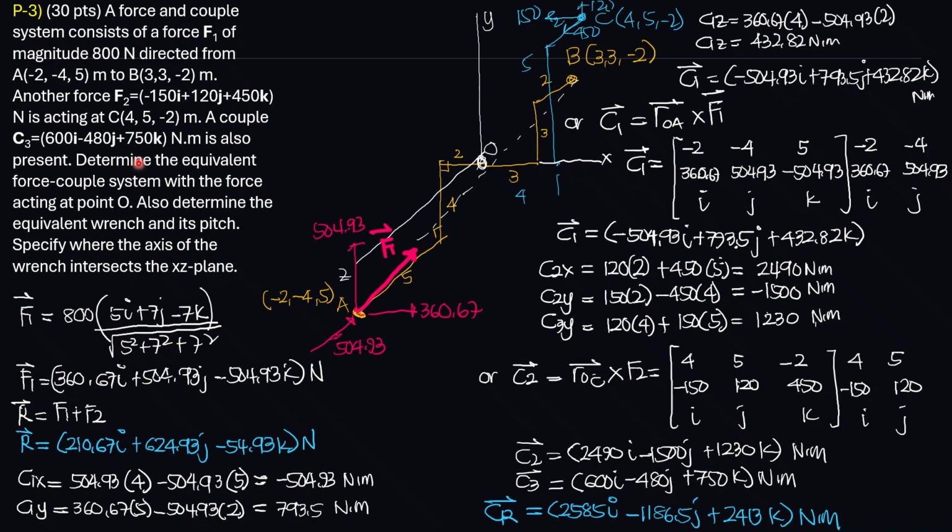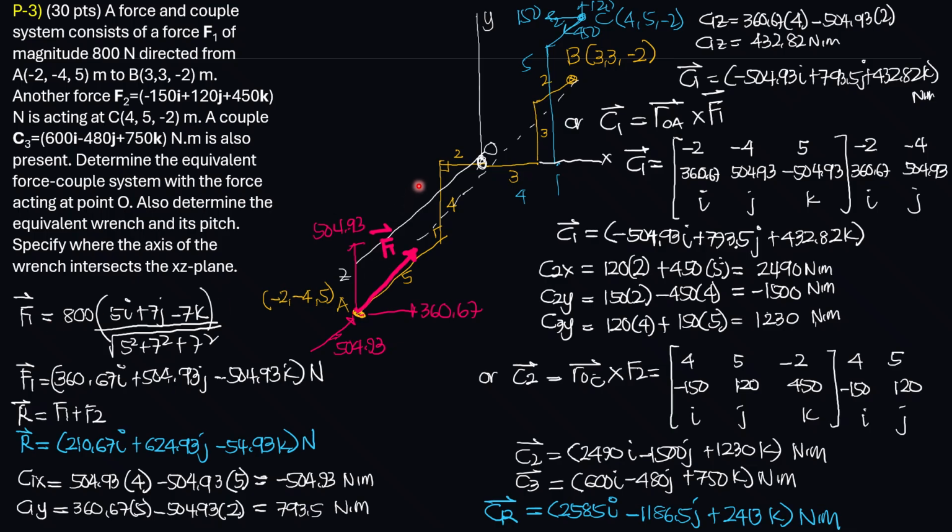So imagine there are two forces. In finding the resultant, we just add the vector representation of the two forces. And there are three couples: due to the first force, due to the second force, and this given couple here. Then we combine. So for the first force, the magnitude is 800.